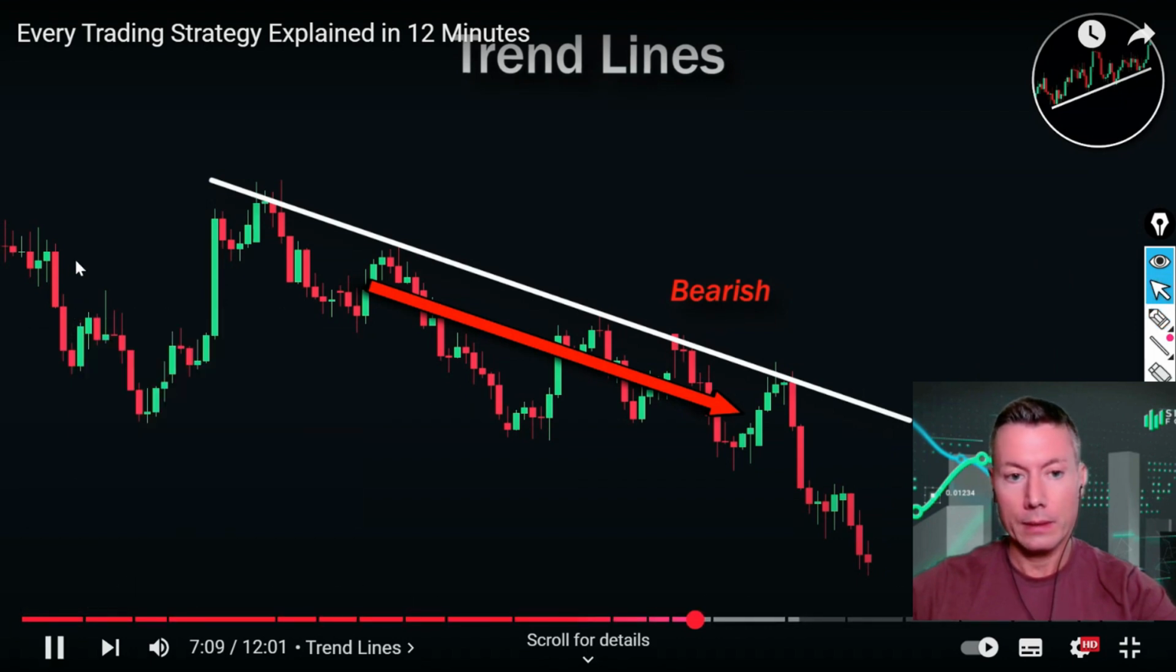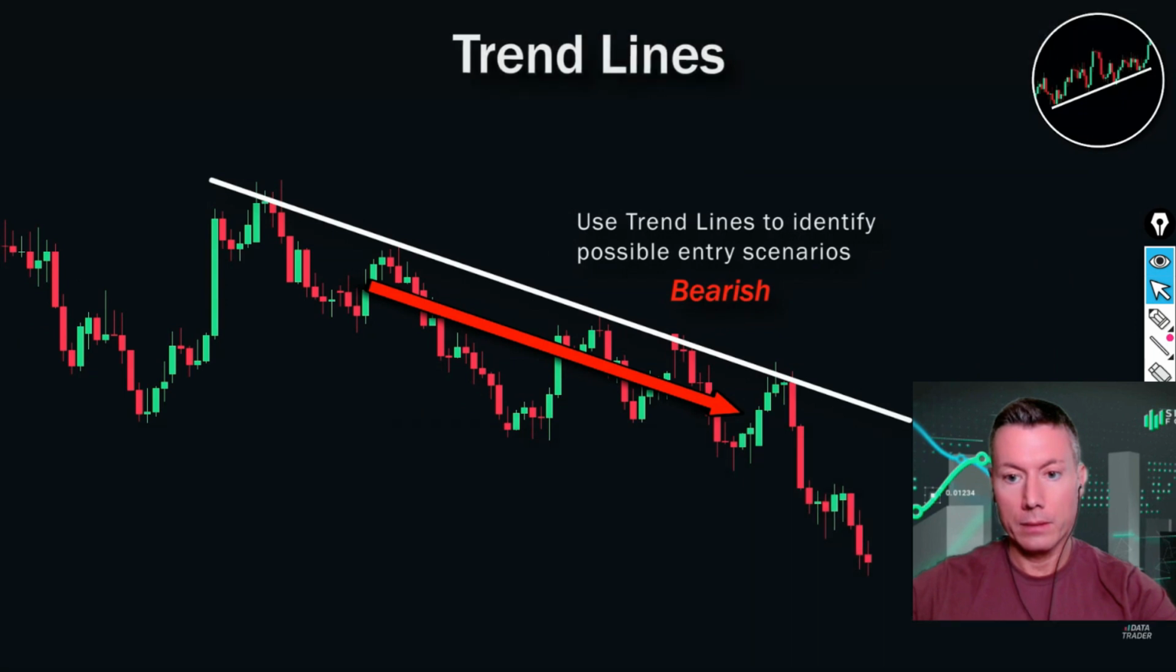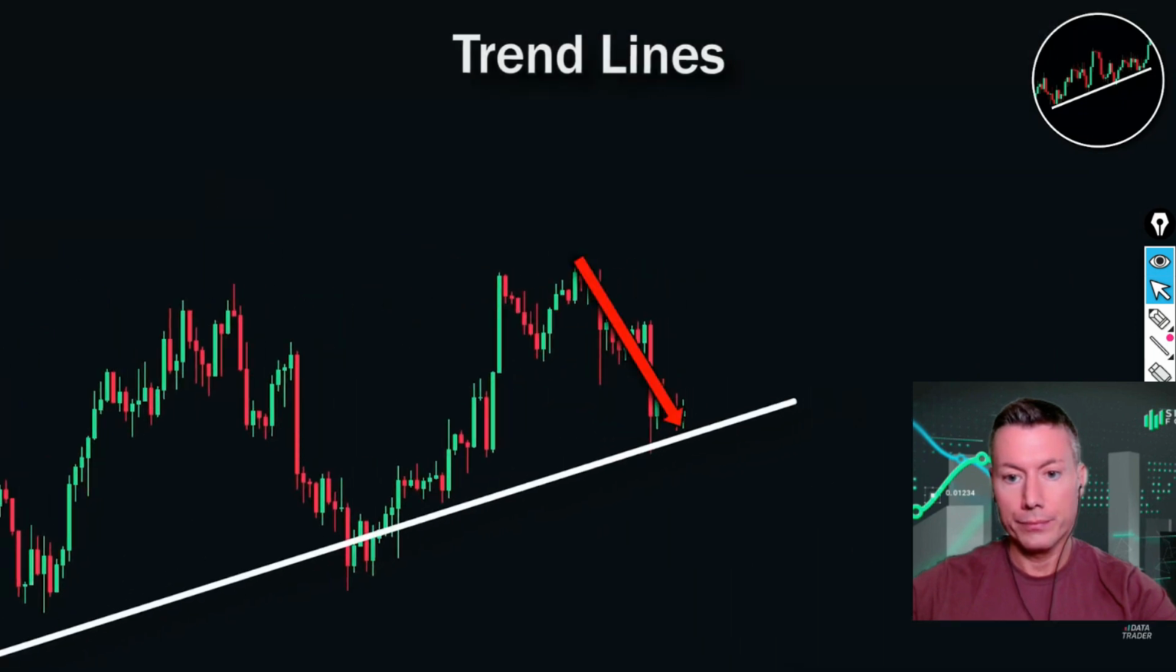Similar to support and resistance, you can also use the trend line to identify possible entry scenarios. For example, if price retraces back to a trend line, it can be a good opportunity to take a buy position.